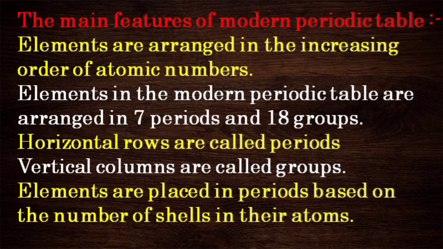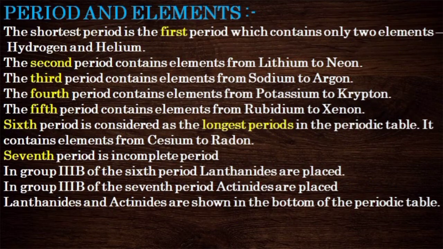Horizontal rows are called as periods and vertical are called as groups. Elements are placed in periods based on the number of shells in their atoms. Now let us learn about the 7 periods in detail. The shortest period is the first period, which contains only 2 elements, hydrogen and helium. The second period contains elements from lithium to neon. The third period contains element from sodium to argon.